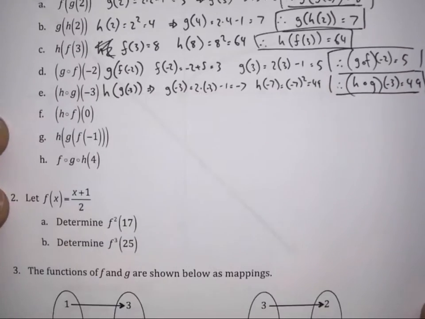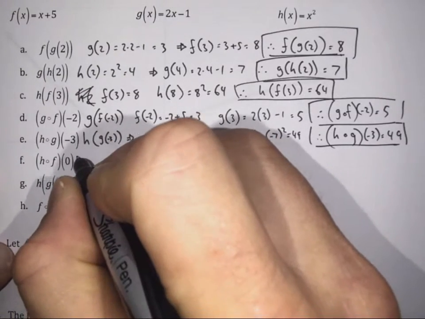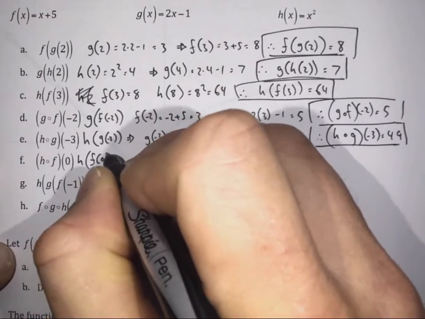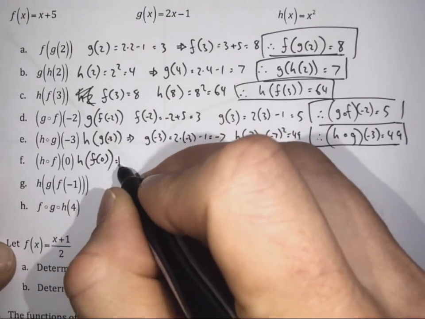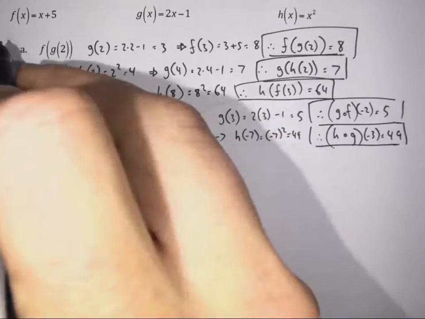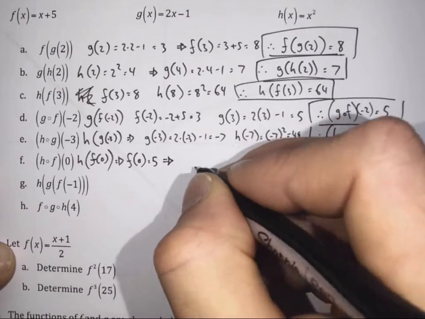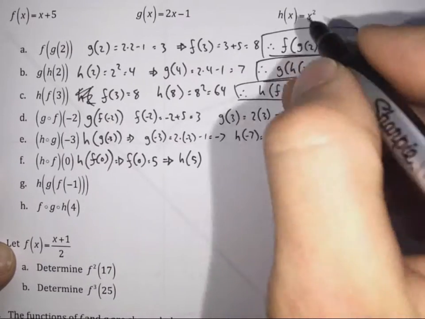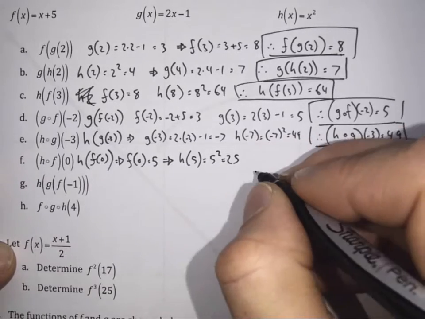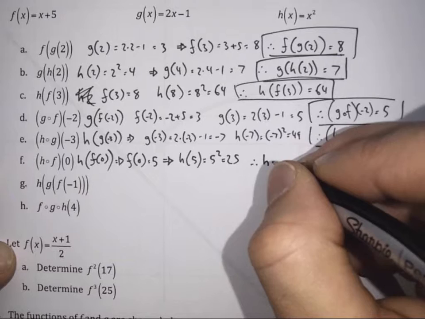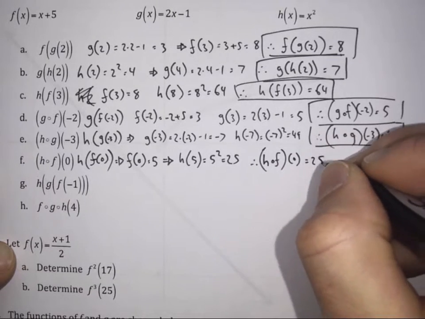Got in the zone. All right, how about h of f of 0? So the output of f of 0 is going to go into my h function. First I'll find out what f of 0 is. f of 0 is going to be 0 plus 5, or 5. So really I'm looking for h of 5. My h function squares my input, so I take 5 squared, which is 25. So therefore, h of f of 0 is 25.